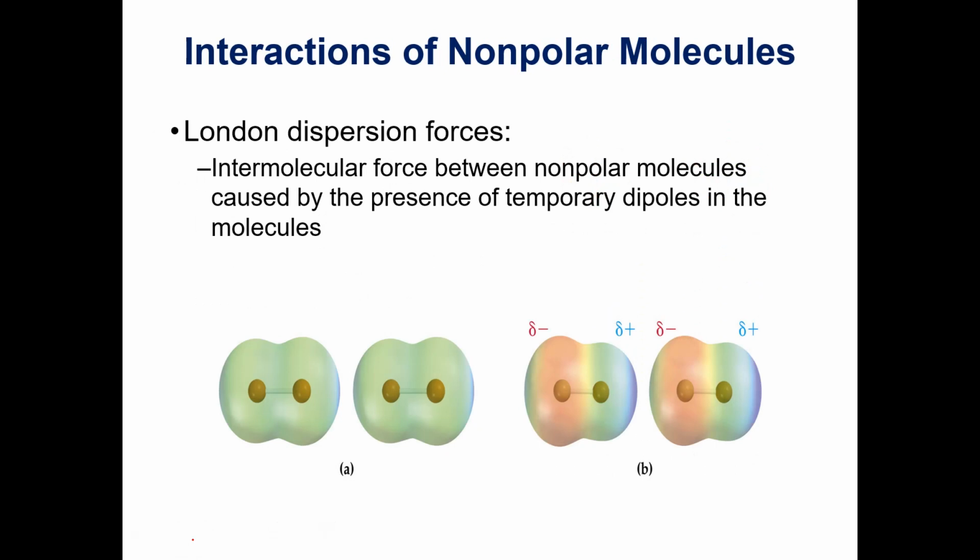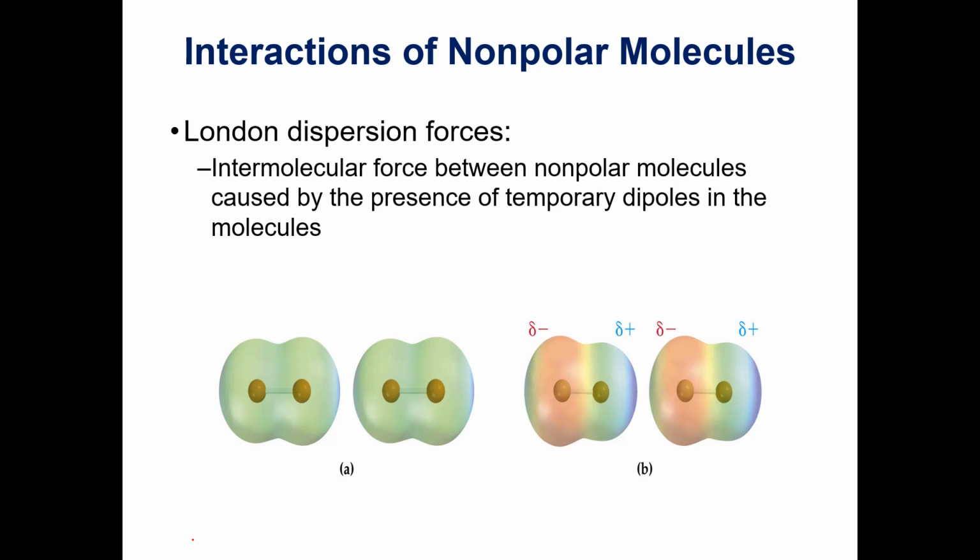So let's talk about intermolecular forces and covalent compounds. We're going to start with the weakest intermolecular force, which is London dispersion forces. London dispersion forces occur in non-polar molecules. And the way that London dispersion forces happen is that we get a temporary dipole in the molecule that causes an attraction between the opposite ends of the dipole. So this can happen a couple of different ways.